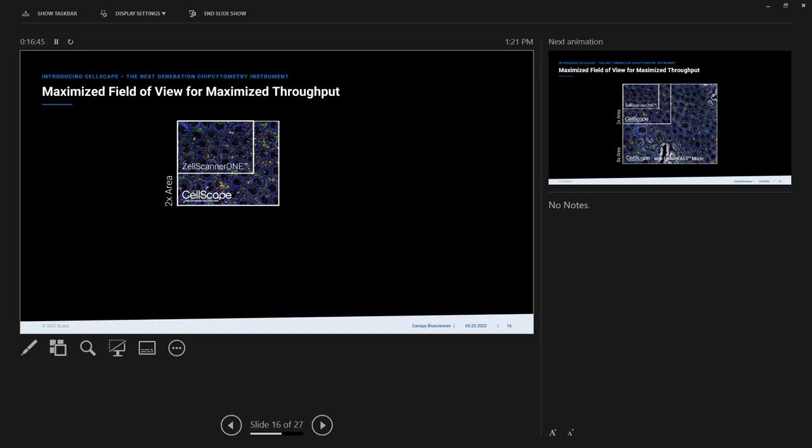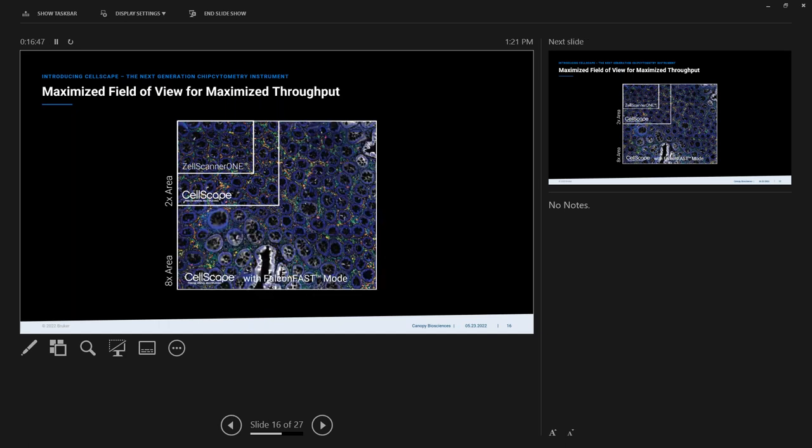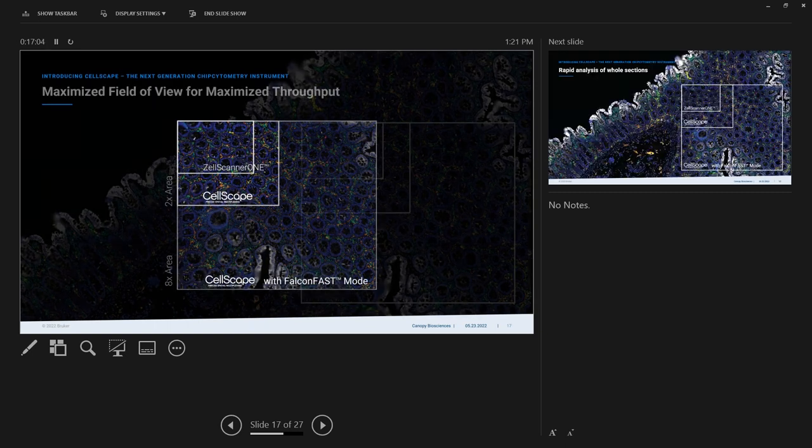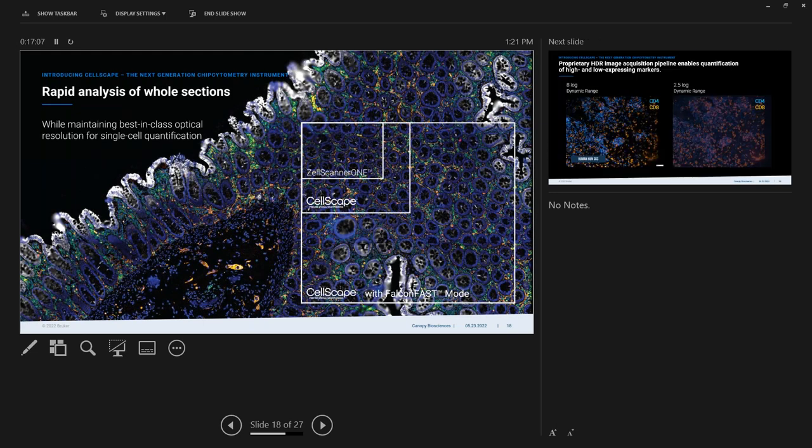We also have an available Falcon Fast mode, which further increases the field of view for a given image, so that we're collecting data more than 8 times faster compared to the previous generation of the CellScape instrument. As you can imagine, this makes it really practical to perform rapid analysis of whole tissue sections, while maintaining this best-in-class optical resolution, which allows us to accurately detect and quantify expression on a single cell basis.